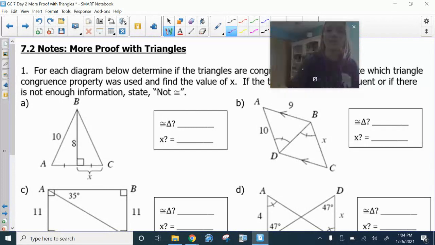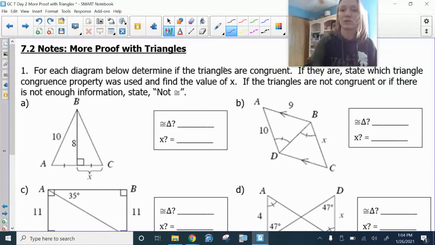Okay, so for each of these diagrams below, we want to decide, are the triangles congruent? If they are, state which method and find the value of x. If they're not congruent, or if there's not enough information, state not congruent.